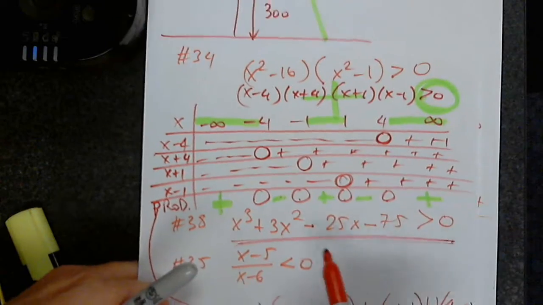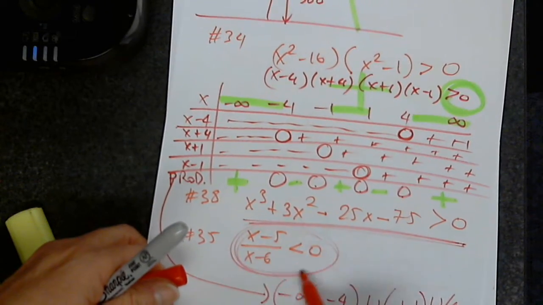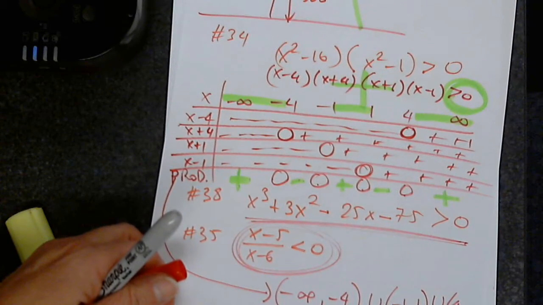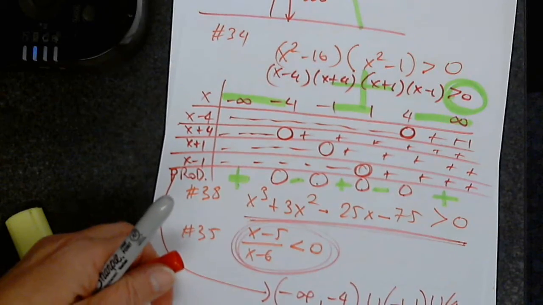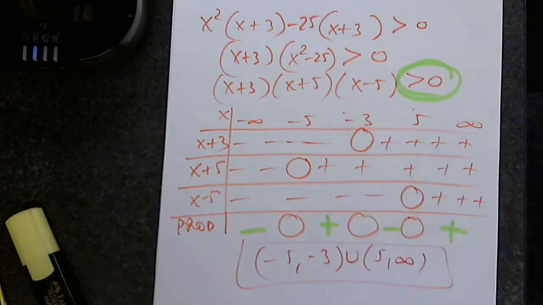Okay, one more, last one here, and we can go back to chapter 10 now. x minus 5 over x minus 6 less than 0.